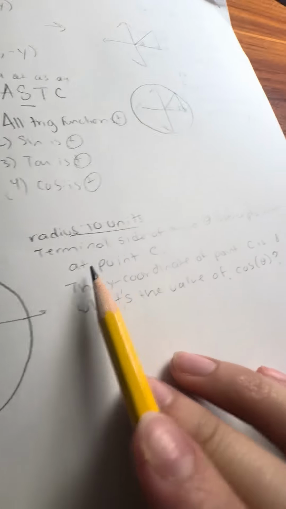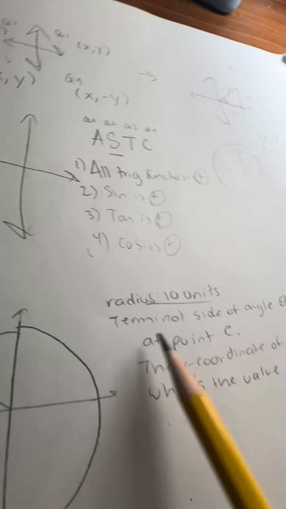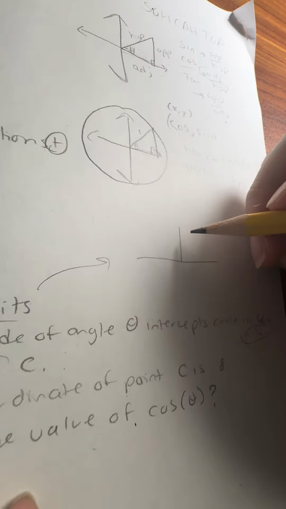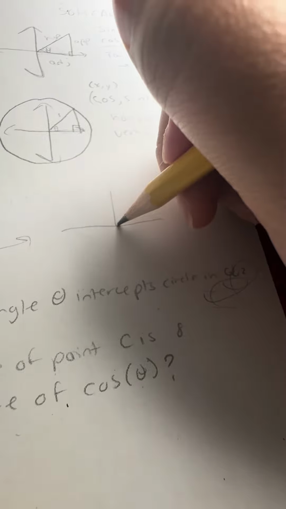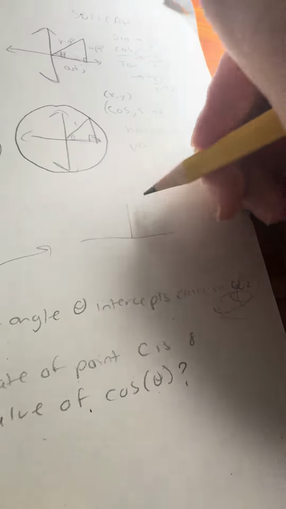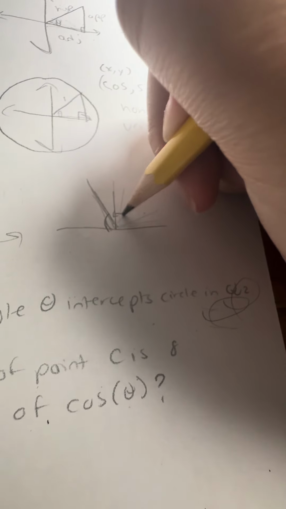The terminal side of angle theta intercepts the circle in quadrant 2. Just a quick note on the terminal side: let's say you have a basic angle. You start on this side, and the angle starts opening up. Sometimes it moves this way, other times it might move the other way. But let's say it's moving this way, and you end up over here. This is the terminal side of the angle. It's at the edge.